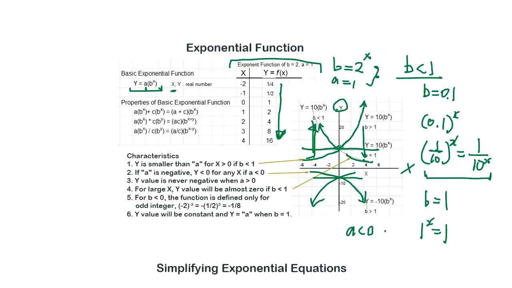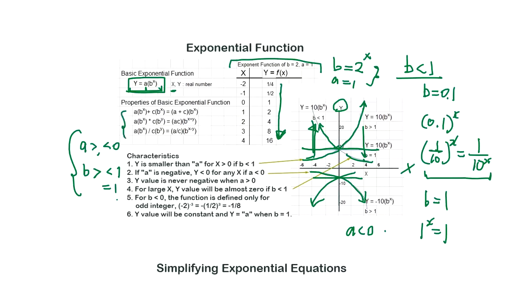So you know the characteristics of the exponential function now. The exponential function depends on a being positive or negative, and b being larger or smaller than 1 or equal to 1. So depending on that, you can draw the function curve easily.